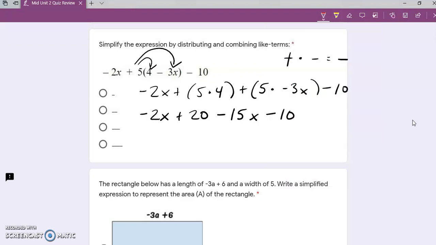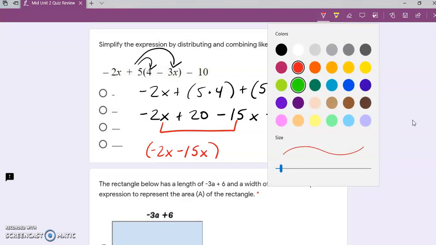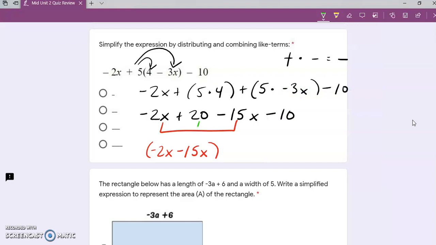Now I have to match and see what my like terms are. So I have the negative 2x and the negative 15x. I know that's going to be in one group. So negative 2x minus 15x. They both have the x variable, so that's my group. I also have a plus 20 and a negative 10. So that will be my other group. A 20 minus a 10.